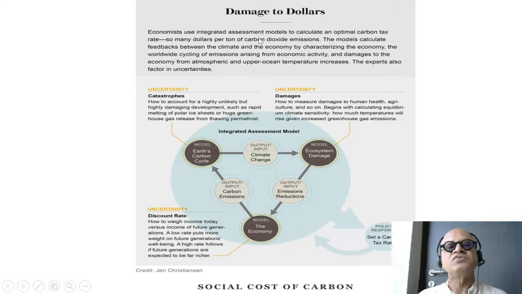So economists use integrated assessment models, we looked at that briefly, to calculate an optimal carbon tax rate. This is from a nice article in Scientific American on how to tax carbon that you can look at. I didn't put the link because this figure they themselves take from Jen Christensen, who may be a reporter for them. Anyways, the models calculate feedbacks between the climate and economy by characterizing the economy and worldwide cycling of emissions arising from economic activity and damages to the economy from atmospheric and upper ocean temperature increases. The experts also factor in uncertainties.